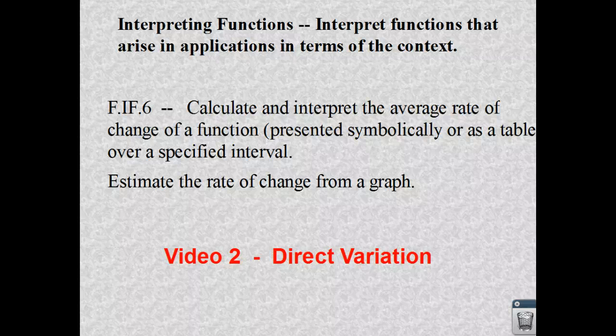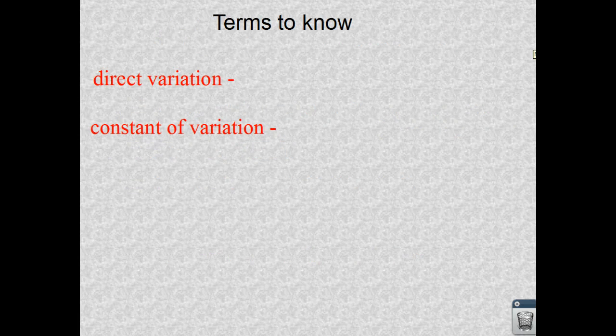Okay, this is F.IF.6. This is Interpreting Functions, Standard 6, Video 2. We're going to be talking about direct variation today. Please copy down these terms in your journal and define them.